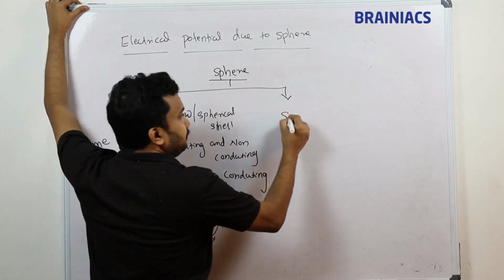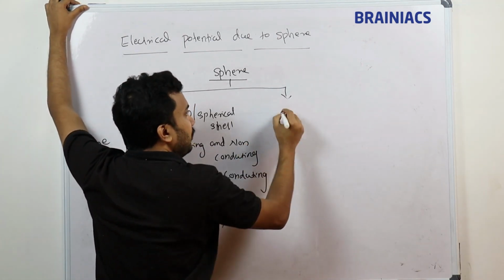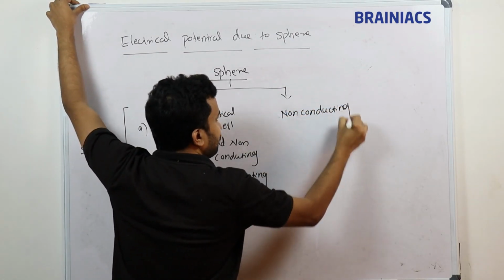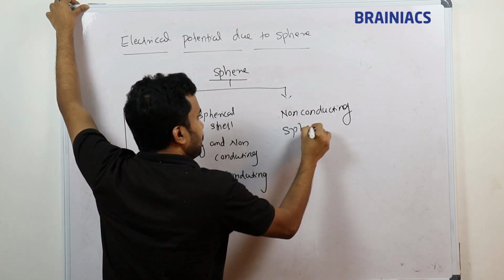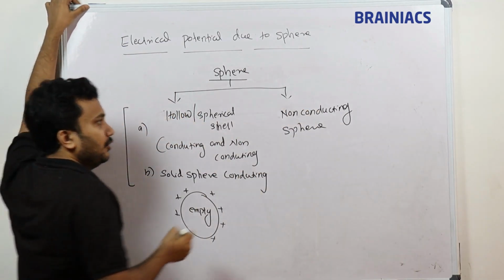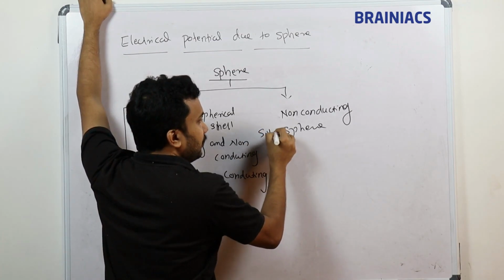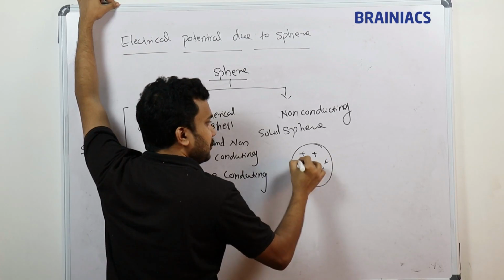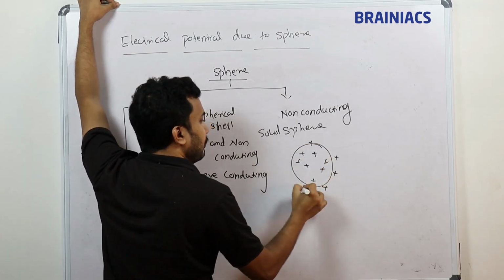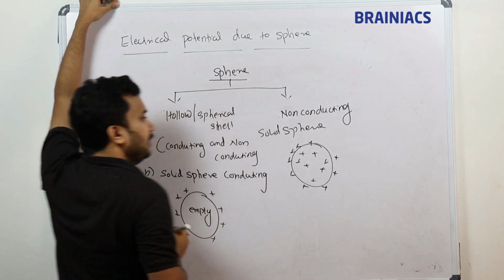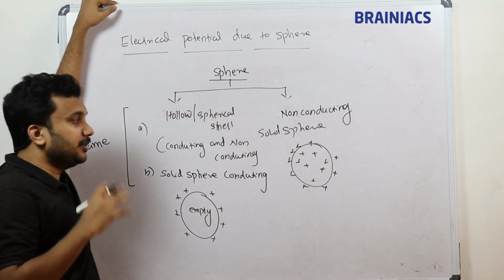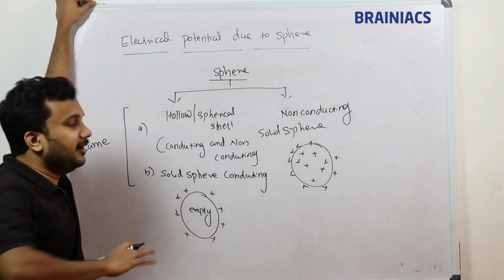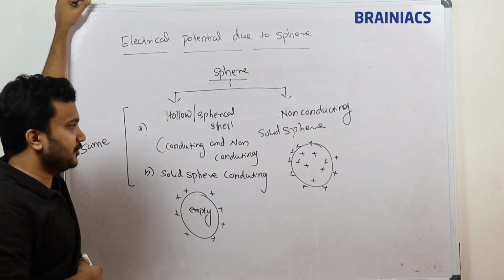Another point is the non-conducting solid sphere, which we have also learned in electric charges and electric field. A non-conducting solid sphere indicates that charges are present everywhere. So inside it is filled, like an iron rod rather than an iron pipe. Inside it is not empty, it is filled with material. So charges are available everywhere, throughout the volume and over the surface.